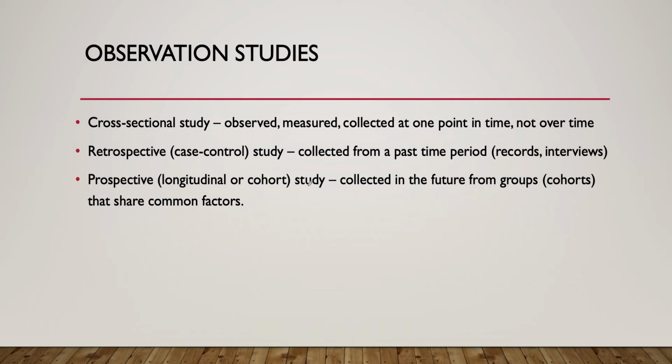So a cross-sectional study is observed, measured, collected at one point in time, not over time. A retrospective or case control study is collected from a past time period, like records, interviews. And a prospective study, a longitudinal or cohort study, is collected in the future from groups called cohorts that share common factors.